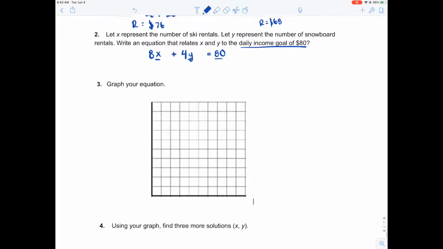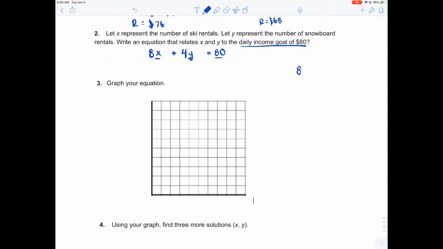All right, now they want us to graph this. I'm going to change my equation because right now it's in standard form. So I'm going to change it to slope-intercept form. I'm going to subtract 8x from both sides. So I have 4y is equal to negative 8x plus 80. Okay, and then I'm going to divide every term in this equation by 4. So now I have y is equal to negative 2x plus 20.